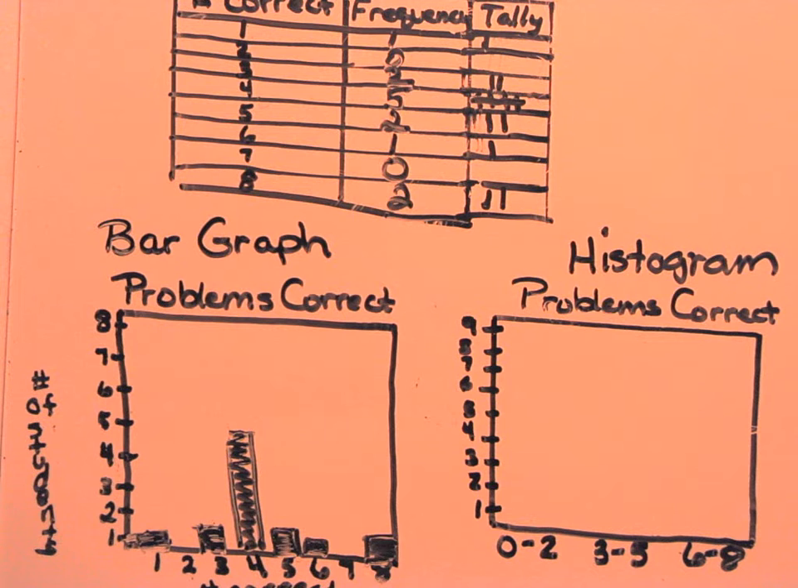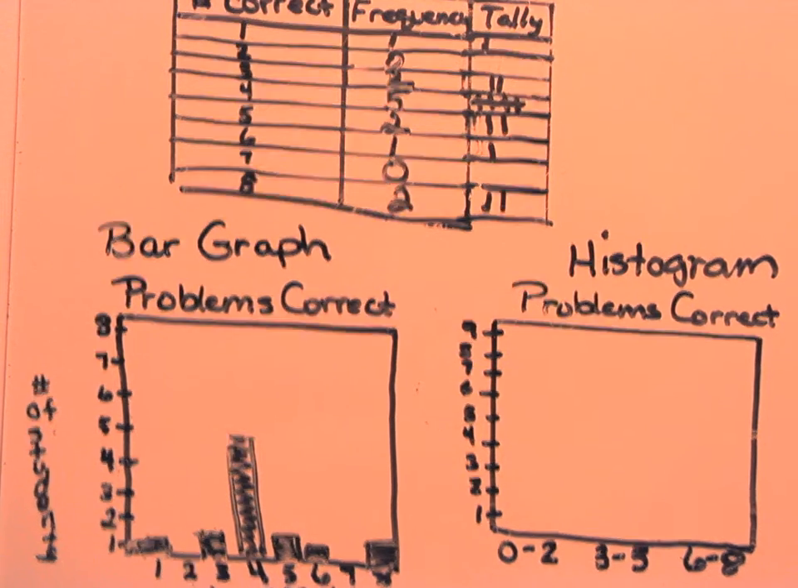Okay? Now a histogram, instead of doing each number individually, 1, 2, 3, 4, 5, 6, 7, 8, what we do is we put intervals. And we want the same kind of interval. So here we have 0 through 2, then we have 3 through 5, then we have 6 through 8.